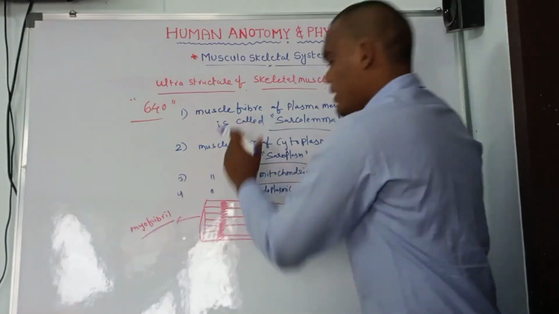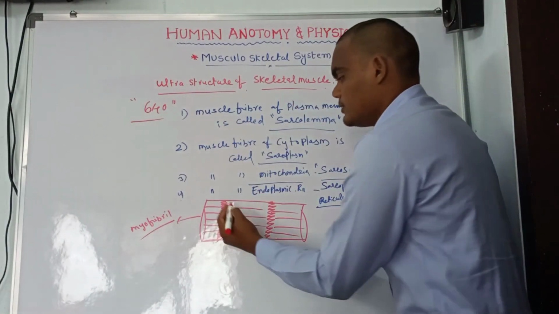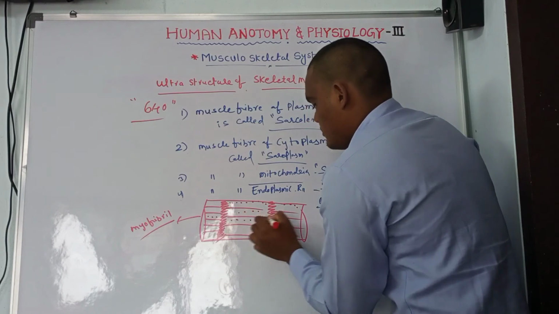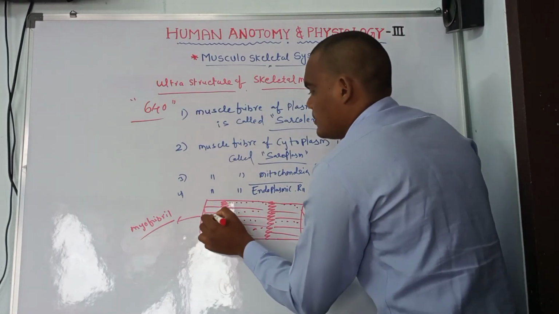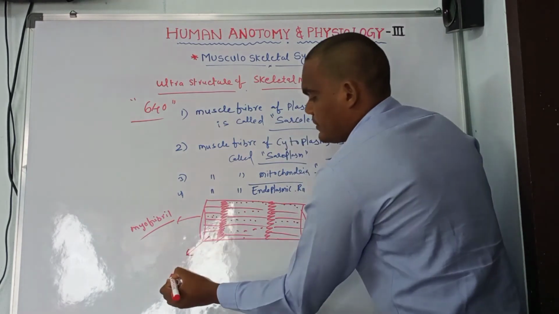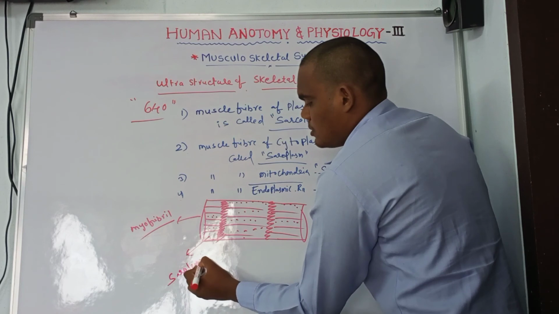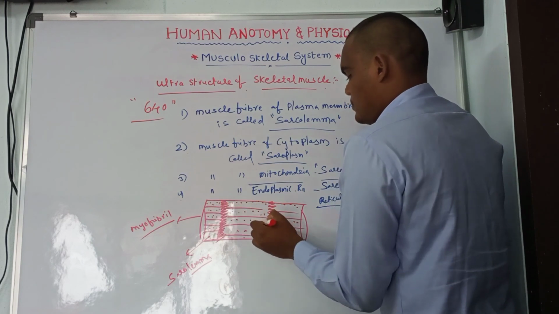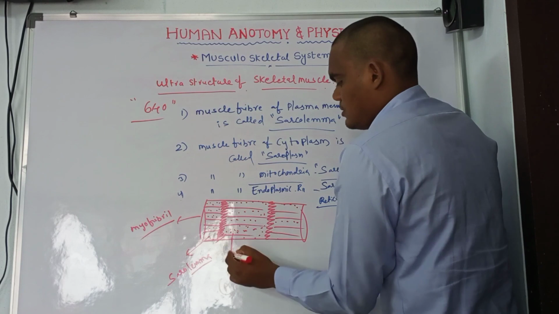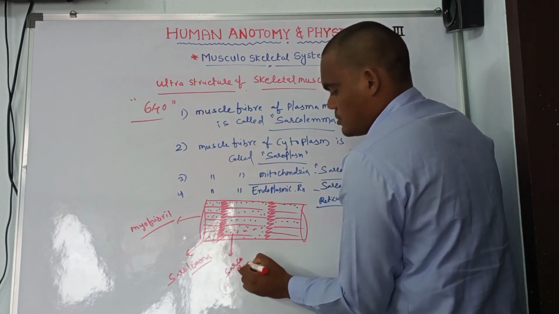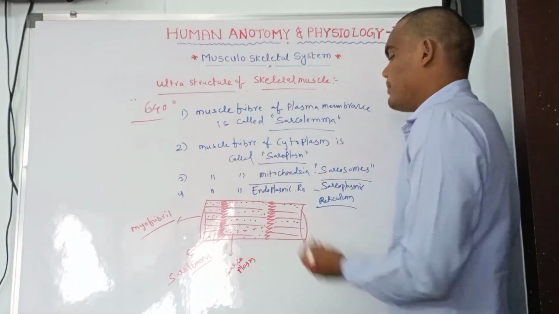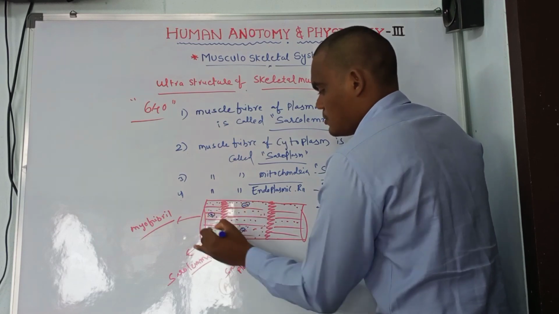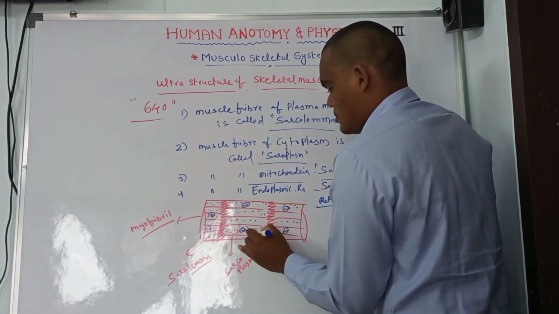So in this structure, the plasma membrane of the muscle fiber is called sarcolemma, and the cytoplasm of the muscle fiber is called sarcoplasm, and mitochondria we have observed here.